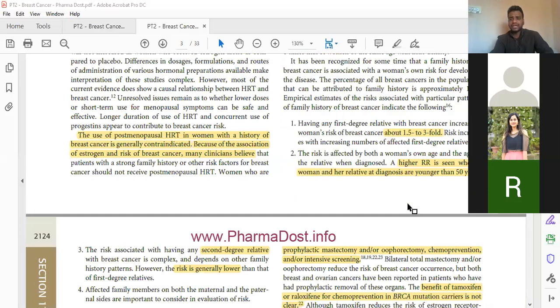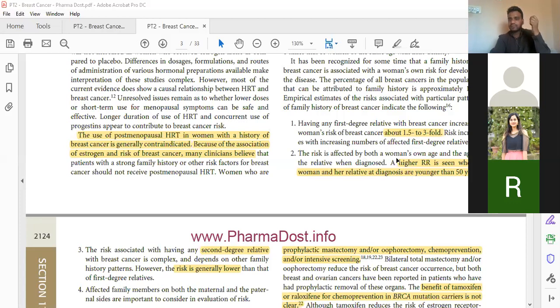So if you quantify the risk, if there are any first degree relatives, meaning your parents directly, okay, first degree, while your grandparents become second degree. If a first degree relative has breast cancer, that increases the woman's risk of getting breast cancer by around 1.5 to 3-fold, okay.